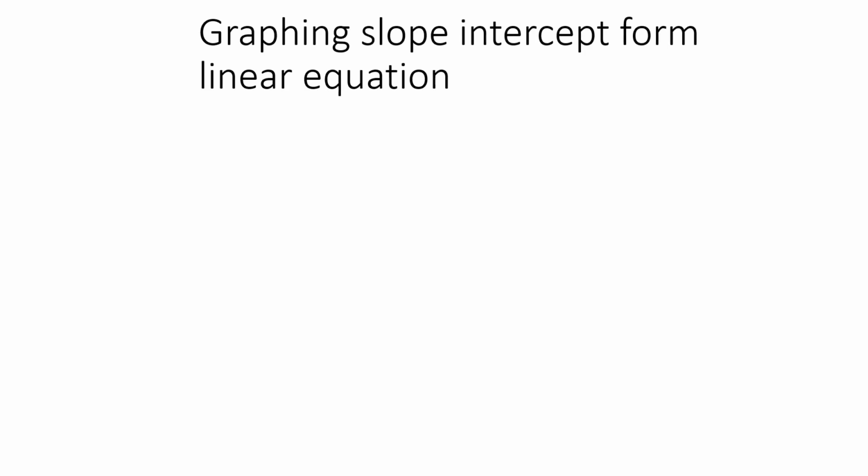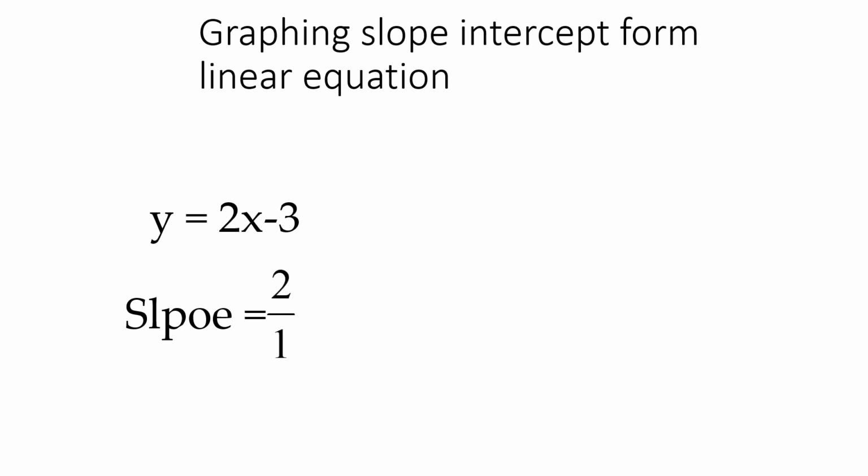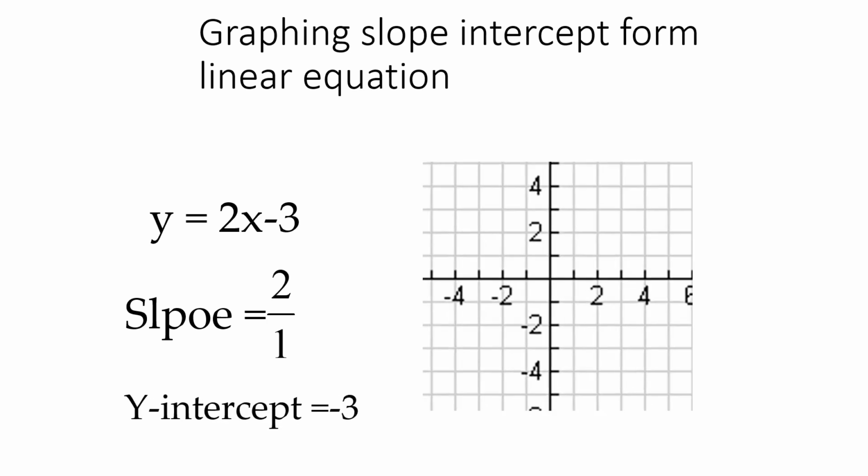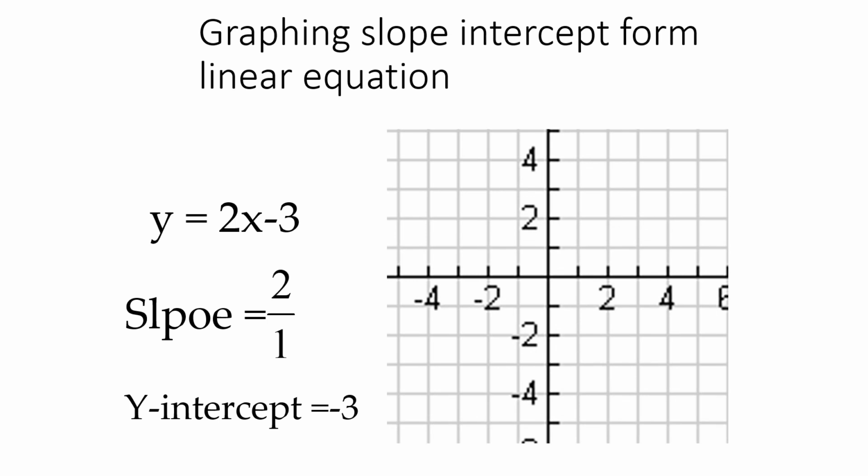Graphing a slope intercept form linear equation. For example, you have a linear equation y equals 2x minus 3. If you remember, the slope intercept form is y equals mx plus b. The slope here is 2. I can write it as 2 over 1. And the y-intercept equals -3. How can I use this information to graph in the coordinate plane?